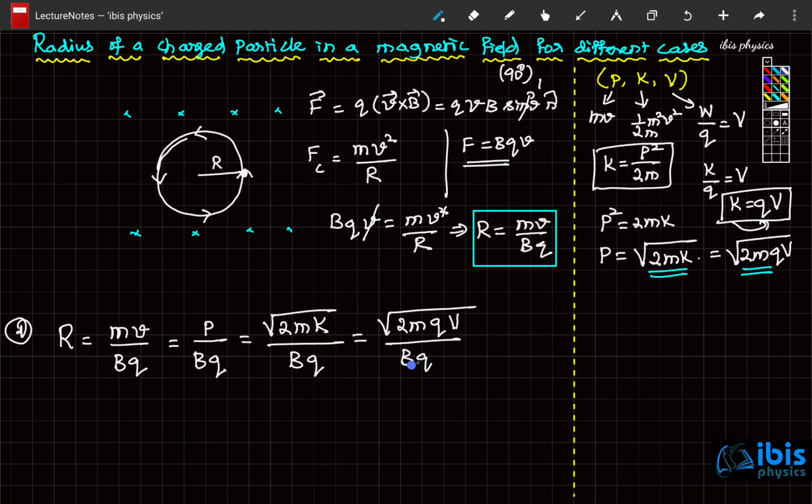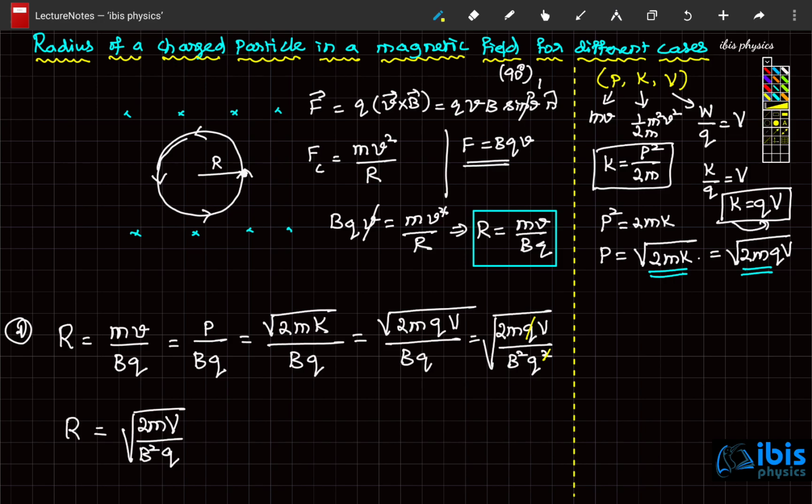There is no square root over this Bq, but there is q over there. So let us take the full square root. The numerator stays as it is, but the denominator Bq, when that goes into the square root, becomes B square q square. So when you cancel q, one q stays. That means the radius of the charged particle is the square root of 2mV by B square q.